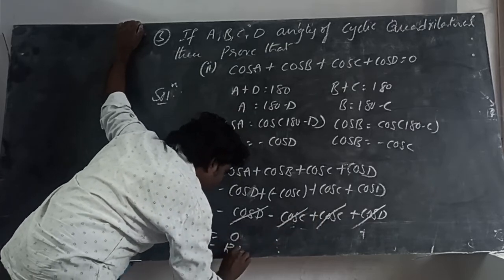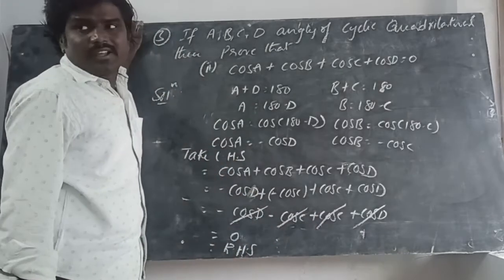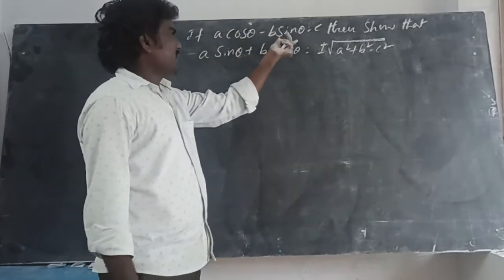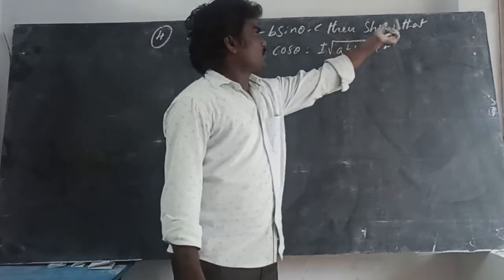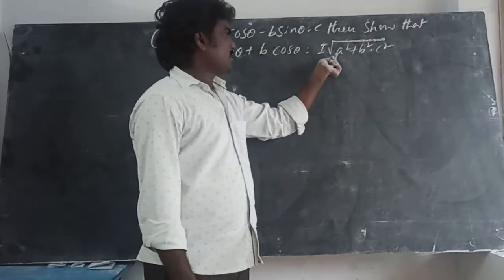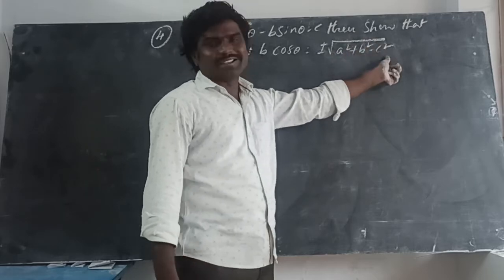That is equal to RHS. So LHS is equal to RHS. Next one. If A cos theta minus B sin theta is equal to C, then show that A sin theta plus B cos theta is equal to plus or minus square root of A square plus B square minus C square.